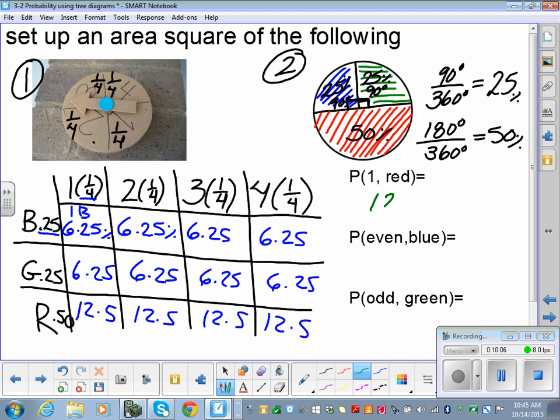12.5% chance. Now, I'm not even going to use my area square on this next one to show you how it's almost easier. If a problem doesn't ask you to make an area square, you don't have to, and it's easy just to look and multiply the individual probabilities.